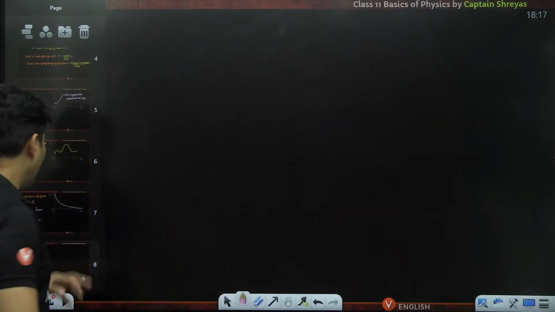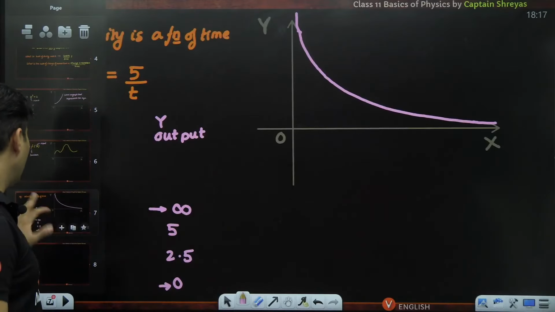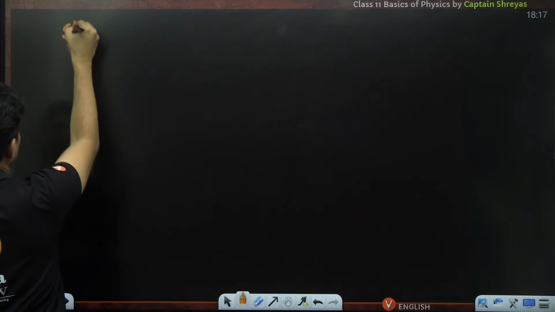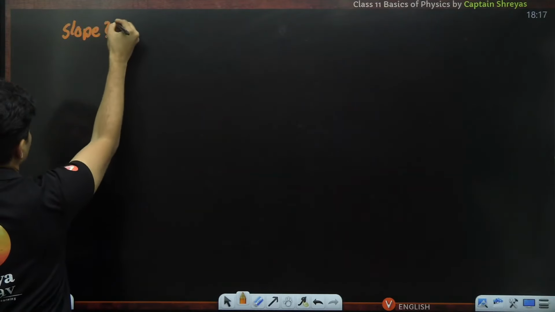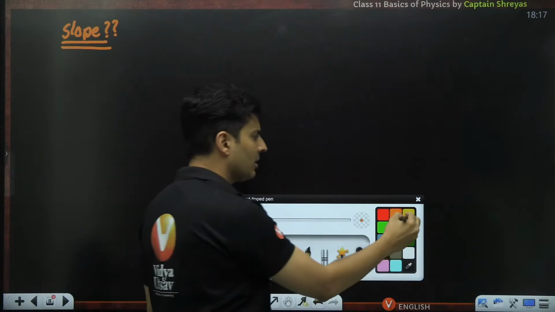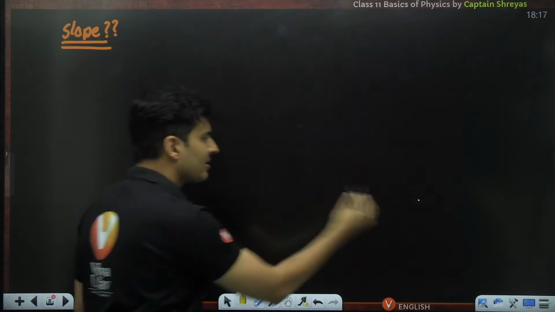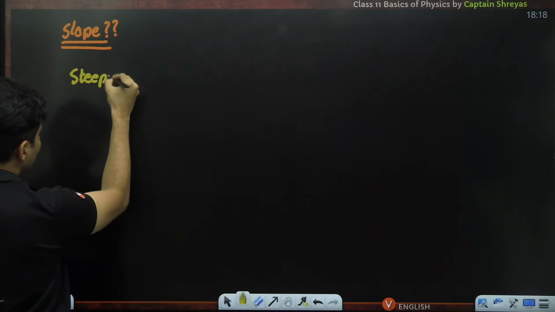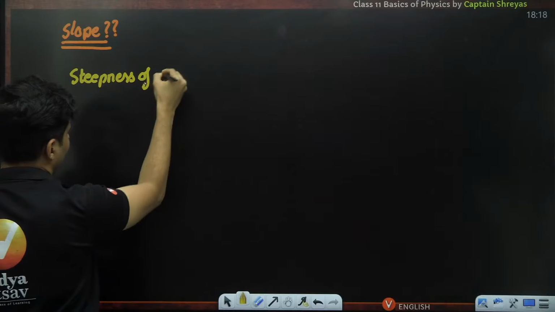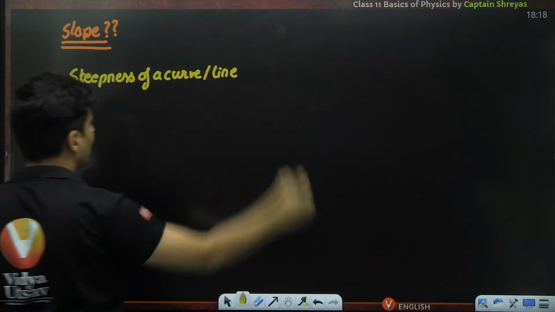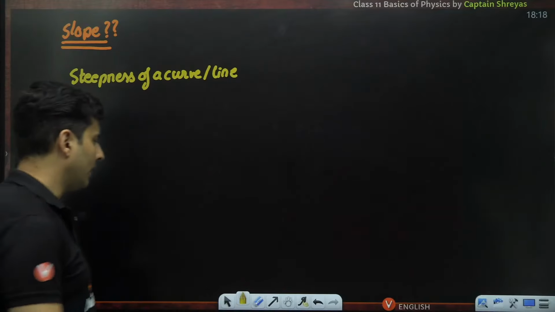Now that you understand what the graphical way and the analytical way are, let's talk about this concept of slope. What is the meaning of the word slope? That is very useful in determining something called the rate. Slope is basically the steepness of a curve or a line.